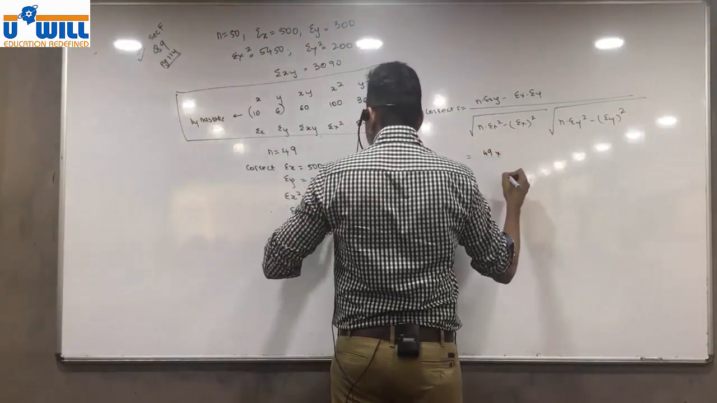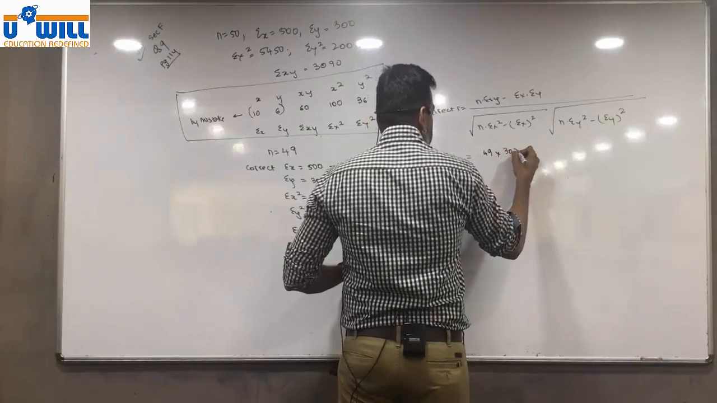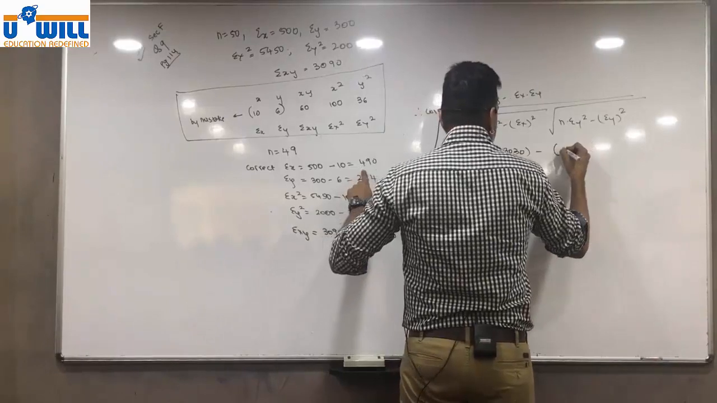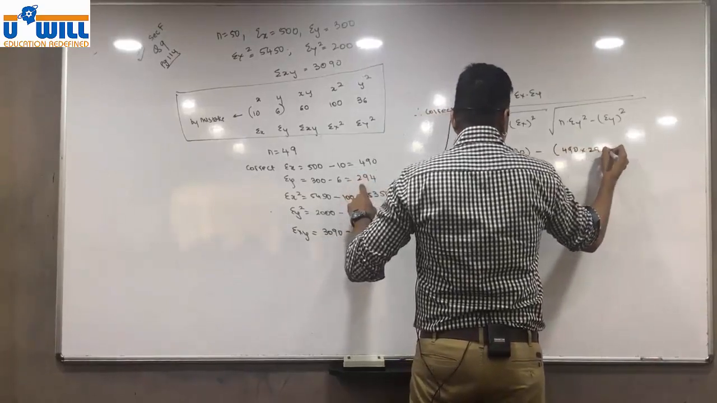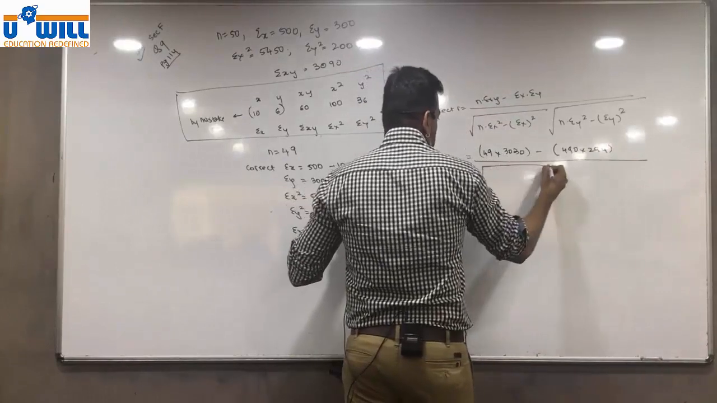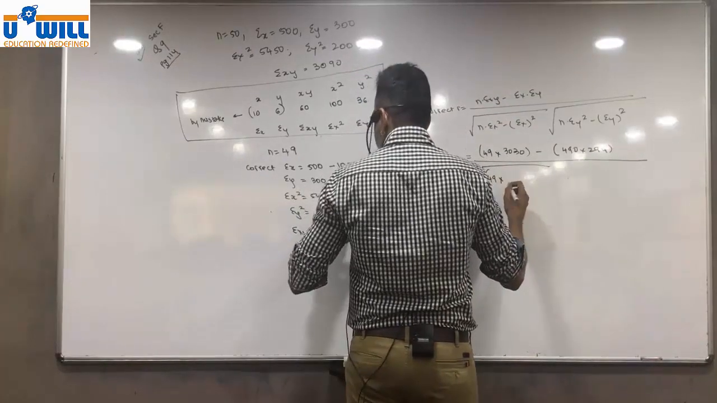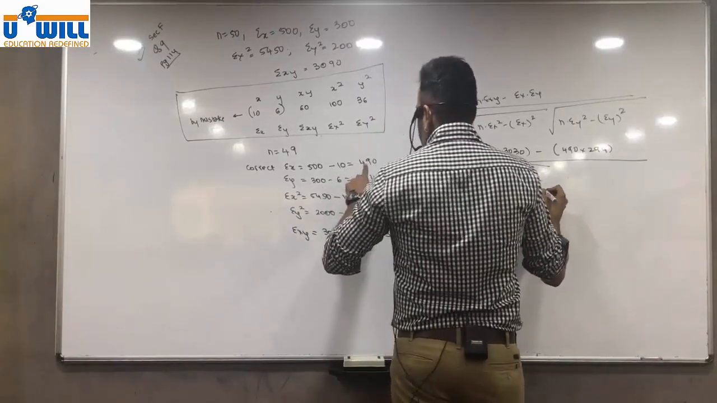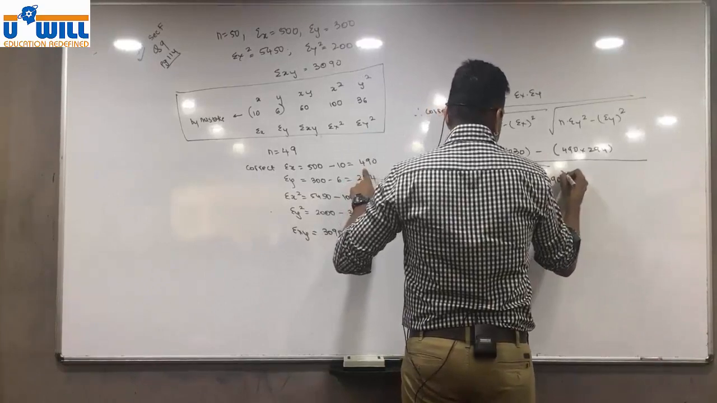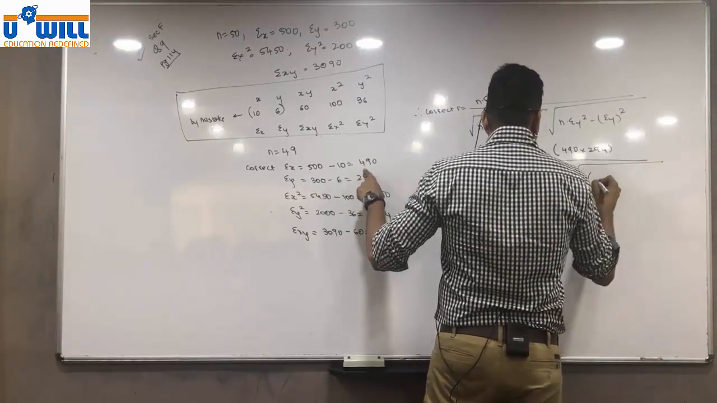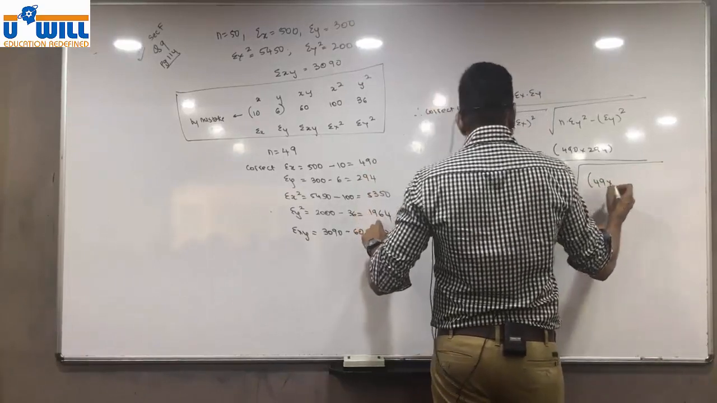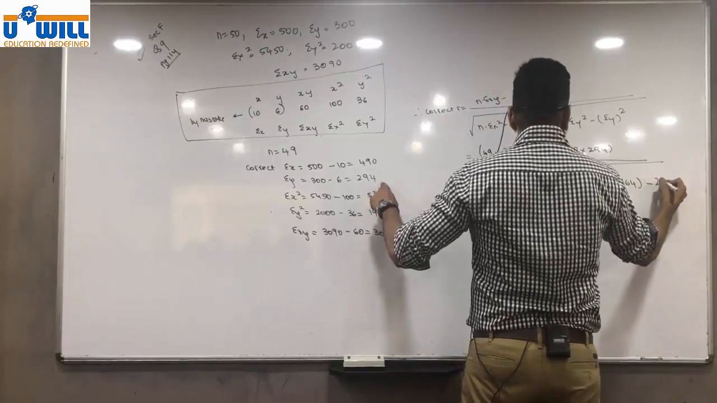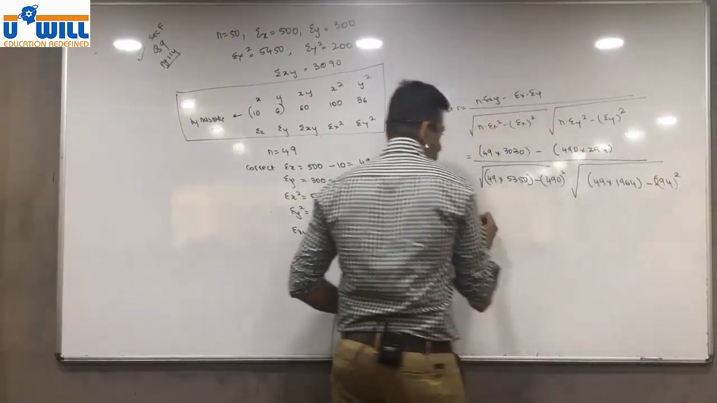49 into sigma xy 3030 minus 490 into 294 upon under root 49 into 5350 minus 490 square, under root 49 into 1964 minus 294 square.